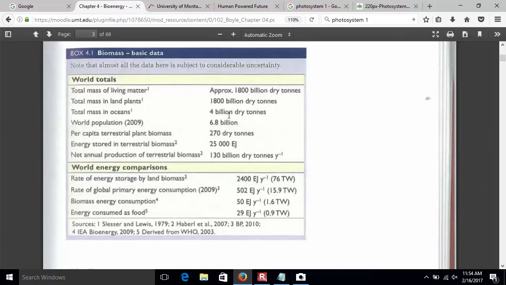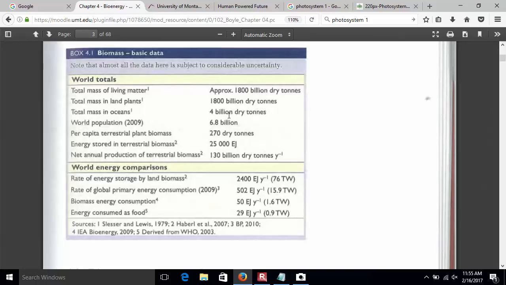World populations. This book is a little dated. We've added 600,000. We've added 2 United States of Americas to the world population since 2009. So it's a little like, wow, that seems like a lot. But the U.S. population has been added to planet Earth twice since 2009.